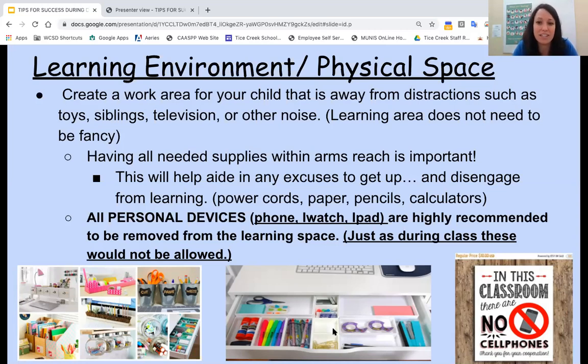It'll help cut down on the excuses to get up. Oh, I need this, I need this, I need a snack. Maybe you need to put snacks, like I said, within arm's reach.